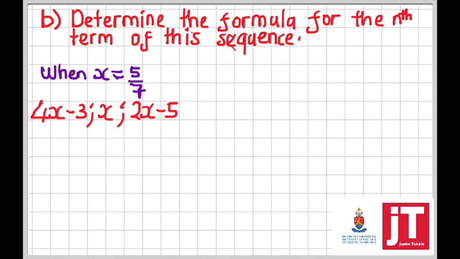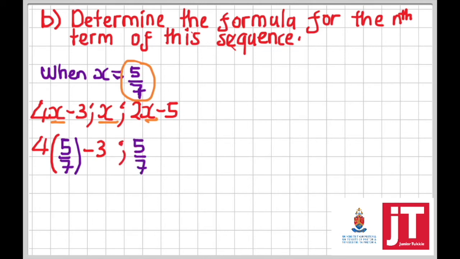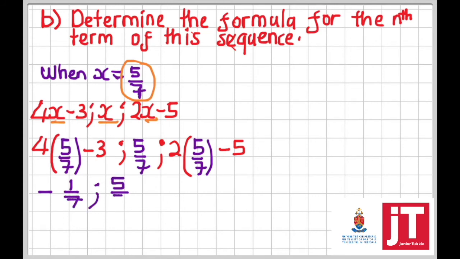But within these terms, in place of the x, in each term we're going to substitute 5 over 7, leading to 4 times 5 over 7 minus 3, then 5 over 7, then 2 times 5 over 7 minus 5. Then obviously we need to simplify that, and we're going to get negative 1 over 7, 5 over 7, and negative 25 over 7 as our third term.